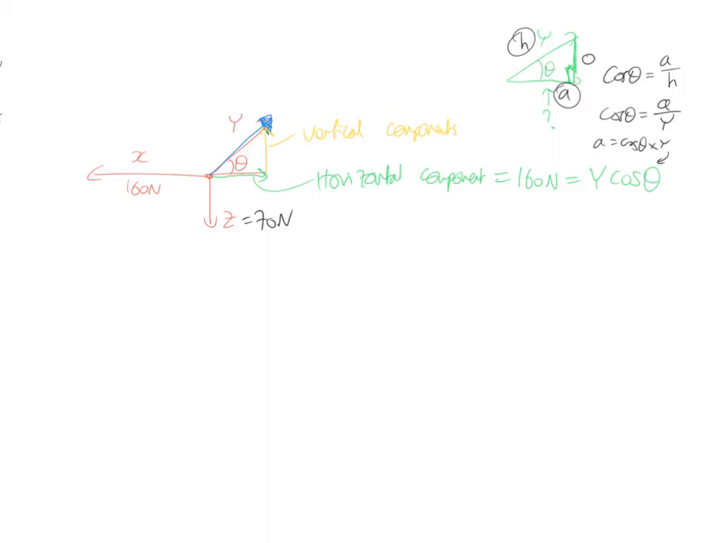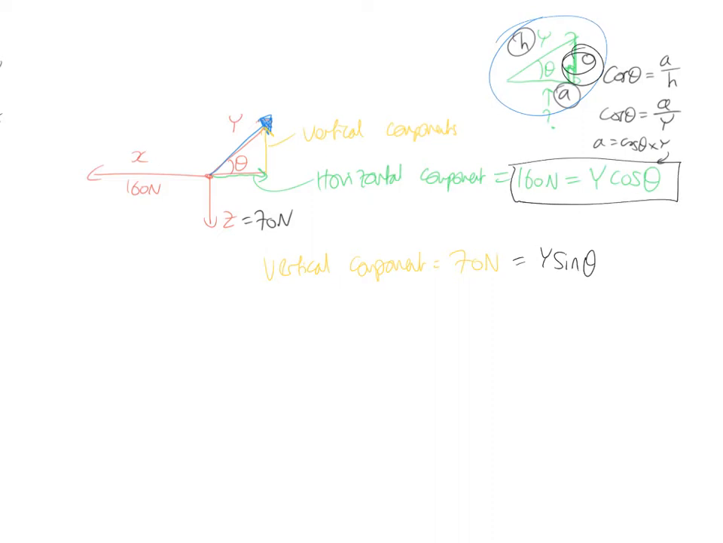If we take the vertical component, we know that that's going to be equal to 70 newtons. And again, doing the same idea as up here, but to find the opposite, we know that's going to be sine. So this is equal to y sine theta. So we now have two really good little equations: y cosine theta equals 160, and y sine theta equals 70.